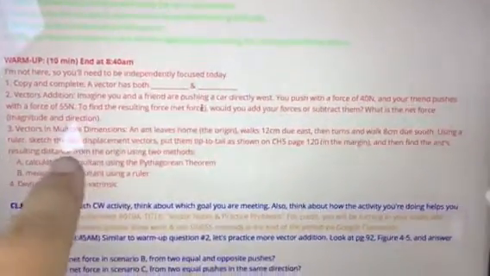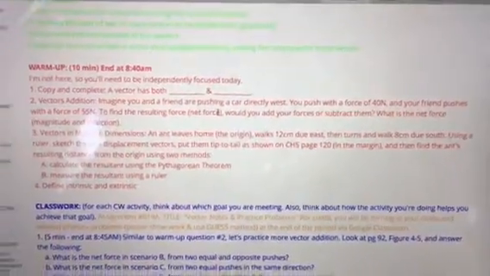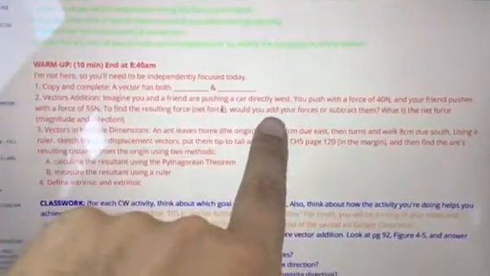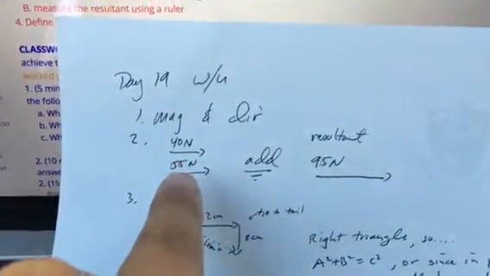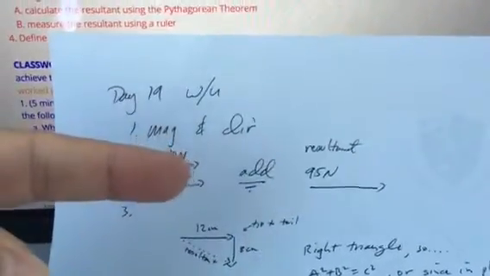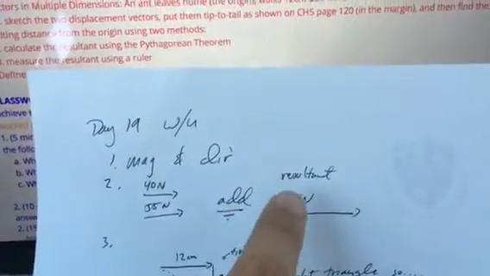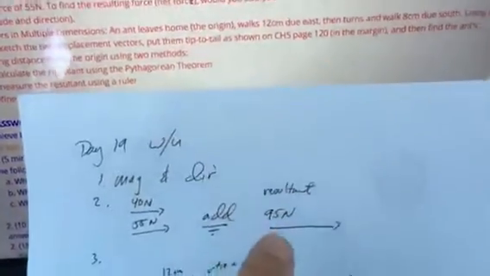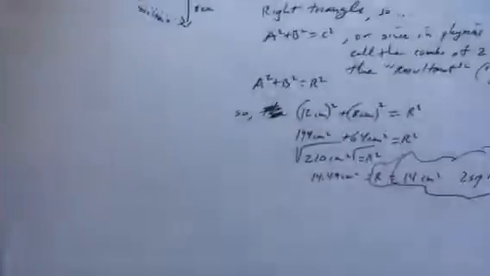For vector addition, you're both pushing west, so same direction. That means you're going to add the forces, and the net force would look something like this. 40 newtons and 55 newtons both go in the same direction. Add them, and the resultant, or the result, is 95 newtons. Notice the vector arrow is bigger because I added these two smaller ones.